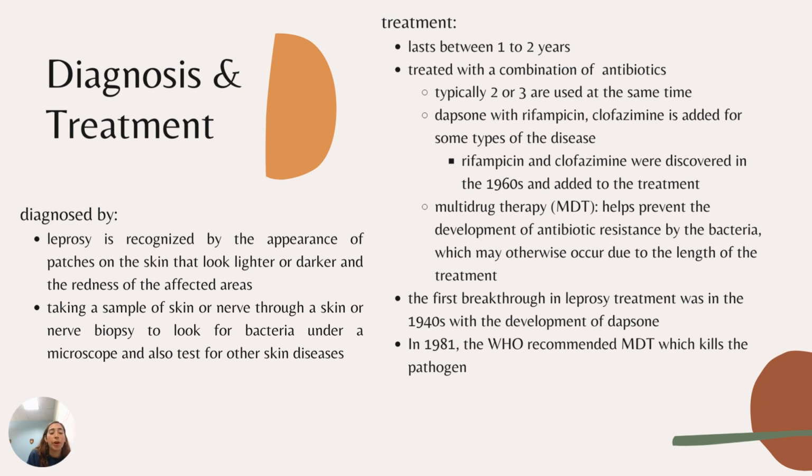So treatment for leprosy lasts between 1 to 2 years. It is treated with a combination of antibiotics. Typically 2 or 3 are used at the same time. Dapsone with rifampicin, and clofazimine is added for some types of the disease. Rifampicin and clofazimine were discovered in the 1960s and added to the treatment. Multi-drug therapy, otherwise known as MDT, helps prevent the development of antibiotic resistance by the bacteria, which may occur due to the length of the treatment.